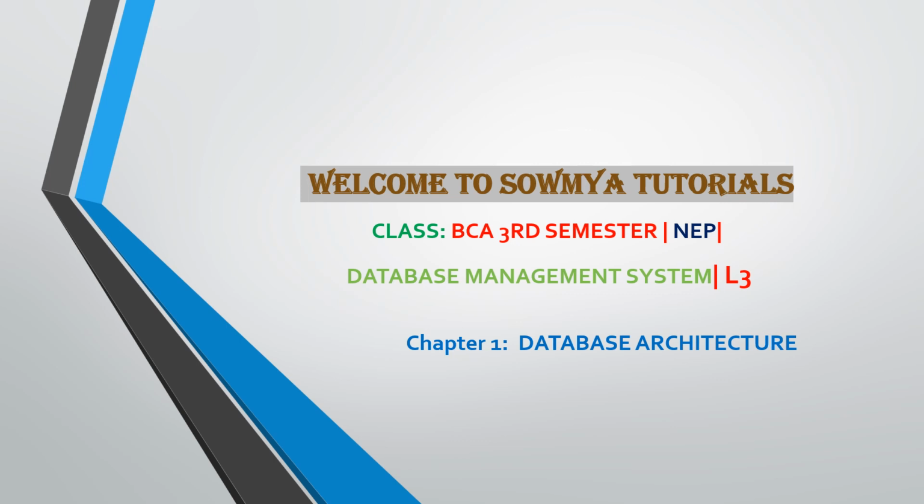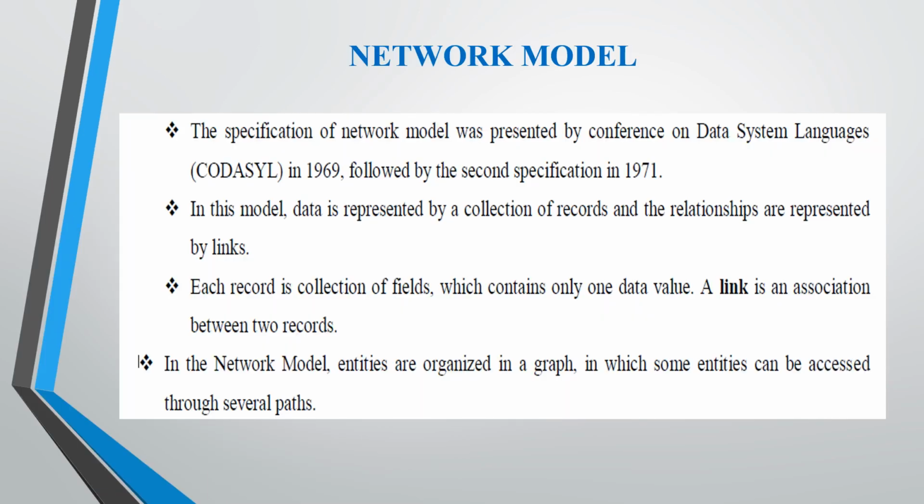So, class, this is the third semester, and this is Database Management System. This is session number 3, chapter 1, database architecture. Last class we discussed the concept of a data model. A data model consists of three different types: hierarchical model, network model, and relational model. Last class the hierarchical model was completed. Then let us go to the second model.